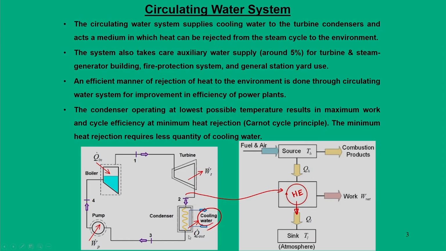One important concept is that for a certain work output from the turbine, we must reject heat to the surroundings, and by surroundings we mean either air or the water which circulates in the condenser and has to take out this heat. This is the basic need of the circulating water systems, mainly for the condenser unit.